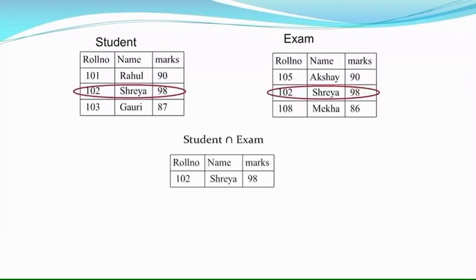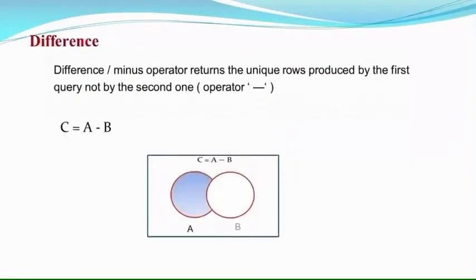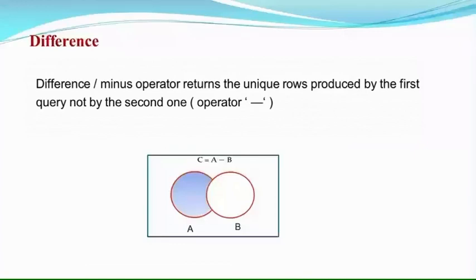Okay. Next we can check difference. Difference or minus operator returns the unique rows produced by the first query but not by the second one. The difference operator is denoted by minus symbol. Here C equal to A minus B. Here A and B are two relations. Then A minus B returns the results containing tuples in A but not in B.